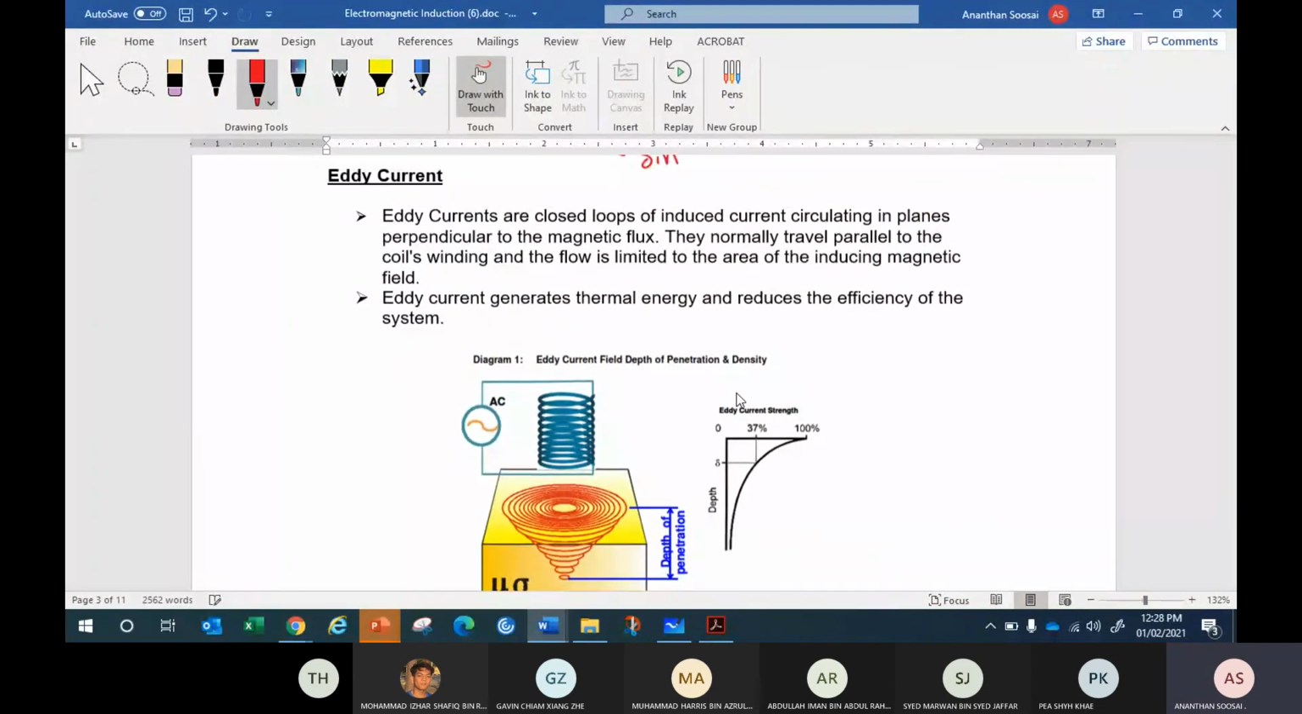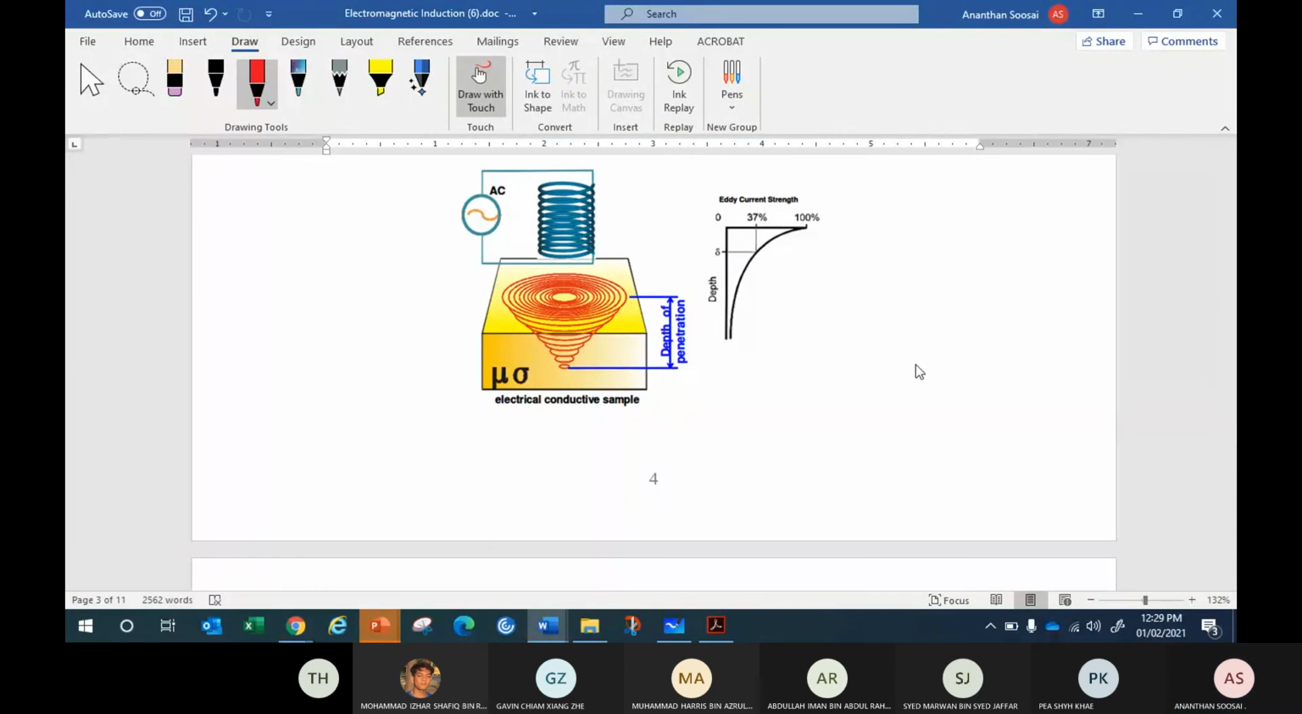Okay, eddy current. So this is the diagram. Look at this diagram. There is a magnet here on top, an electromagnet. You use an AC, alternating current, so the current flow changes direction continuously. What happened? The magnetic field strength here is changing. So the changing magnetic field strength causes a change in magnetic flux on the conductor.